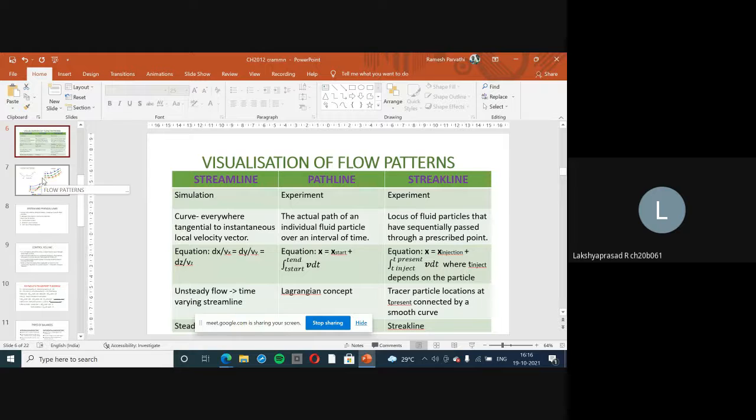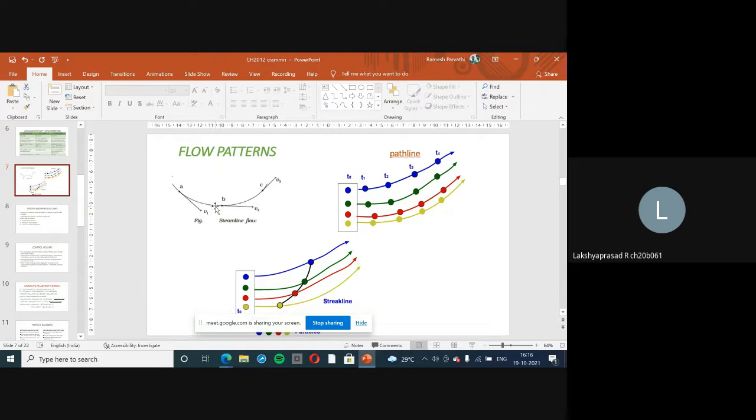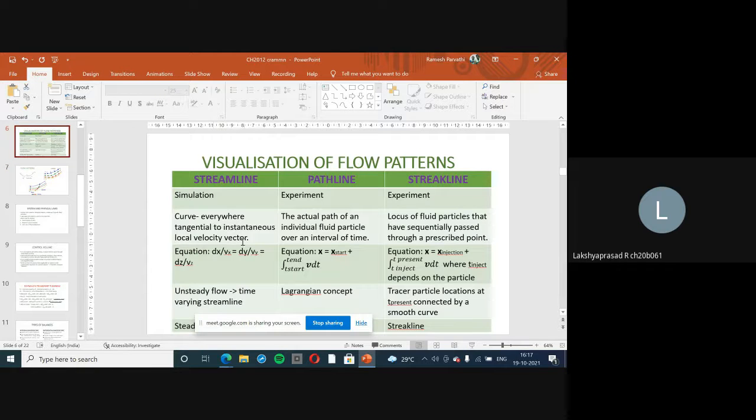The equation for this can be obtained as follows: if you take dy by dx of this curve, that will be vy by vx at that point. Extending this to the 3D form, you get this equation for the streamline: dx by vx equal to dy by vy equal to dz by vz. In case of steady flow, the streamline is constant, it doesn't vary with time.